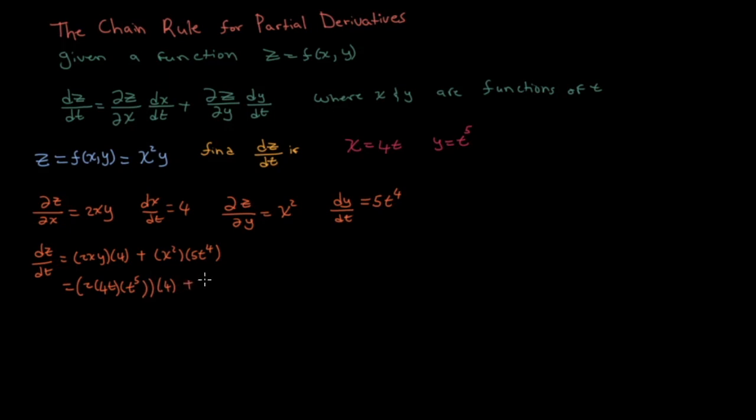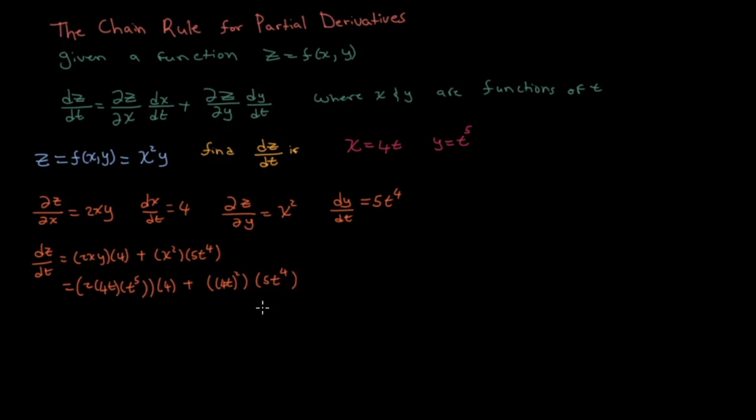And then we're going to take x squared, so t to the power of 5 squared... or excuse me, no, that's y, my bad. Let's correct this here. 4t squared, and then times 5t to the power of 4.